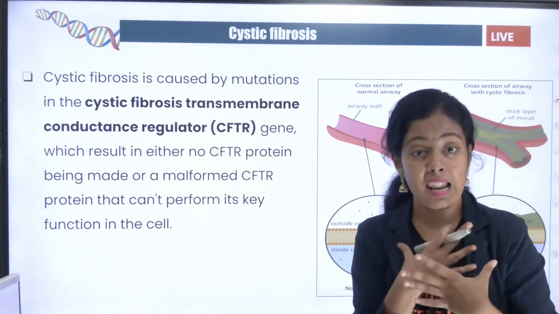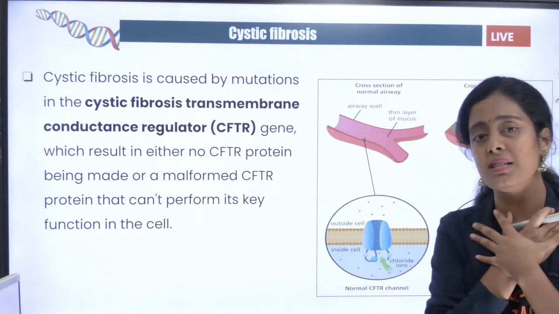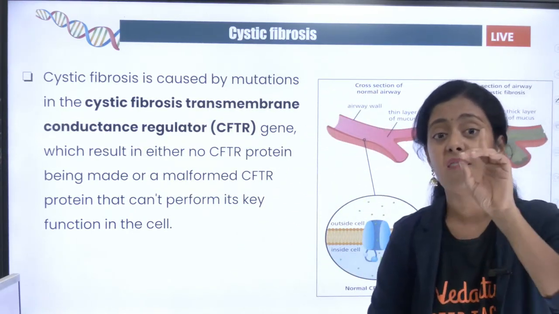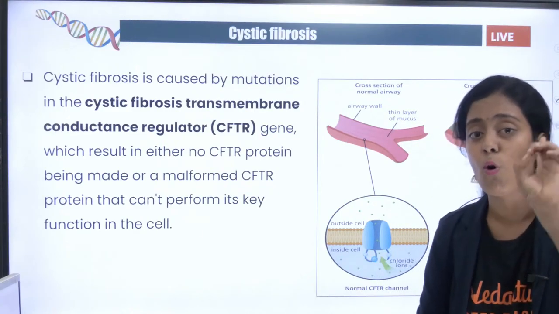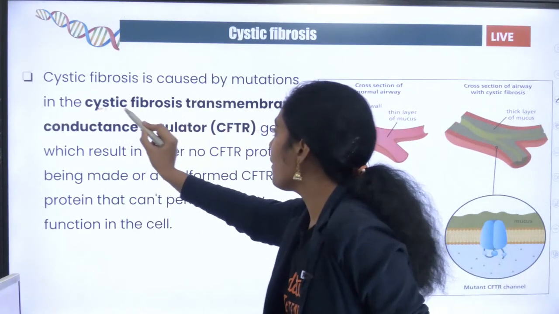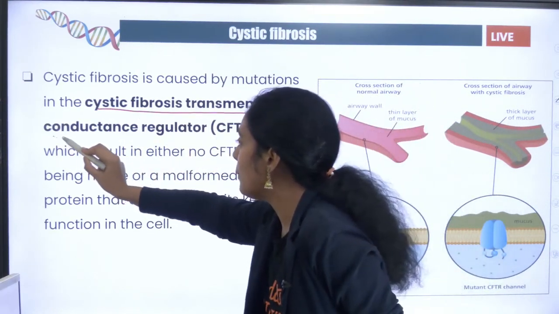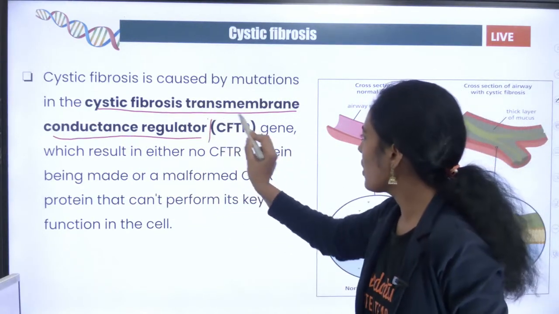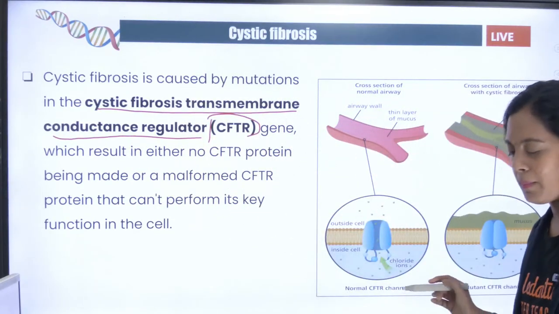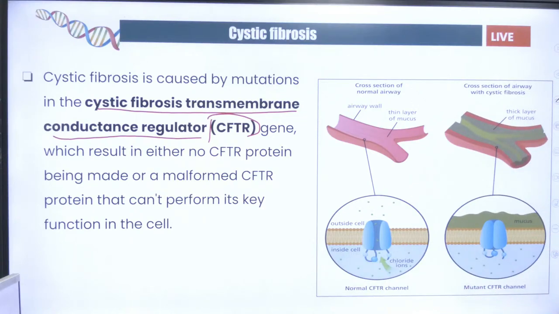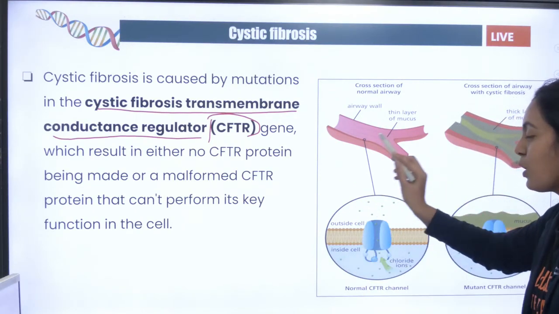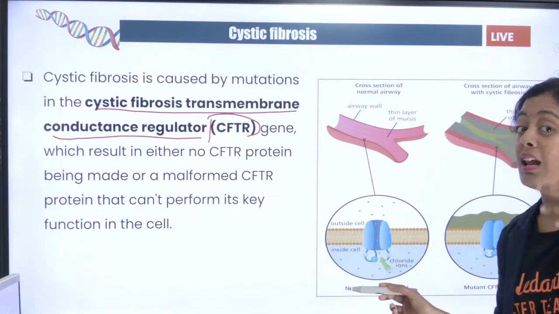Okay, all of us, be it a healthy person or a person affected with cystic fibrosis, we all have one protein called cystic fibrosis transmembrane conductance regulator, CFTR. Okay, the big word is not needed, you don't have to remember. This CFTR is present in my plasma membrane. It helps in transport of substances. It is present in my lungs.